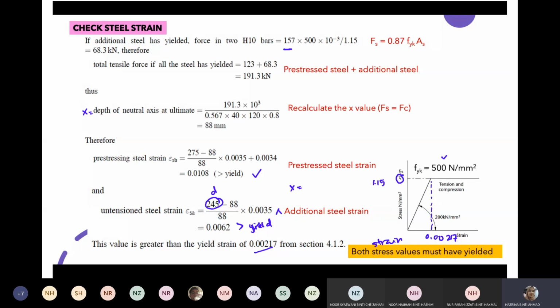Similarly for this part, if either the pre-stressing steel strain or the untensioned steel strain does not yield, it means that this strain value is lesser than the yield strain. Therefore you have to do the trial and error, which means you have to determine the new value of x. Then only you can proceed to the checking of the ultimate moment of resistance.